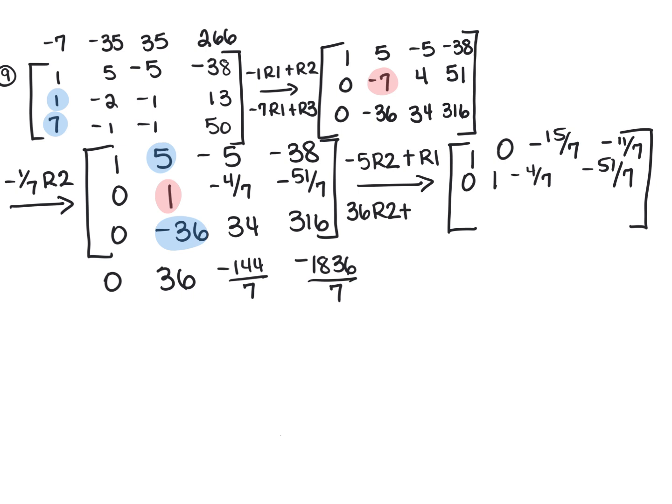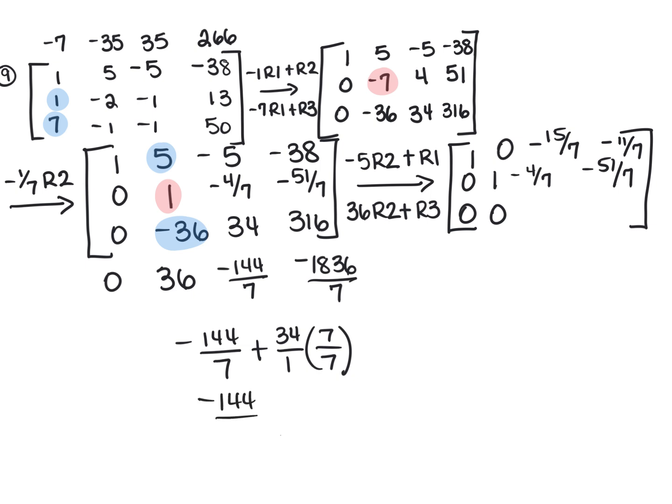Now what we're going to do with that is add that to row 3. So 0 plus 0 is 0. 36 minus 36 is also 0. And then we're going to have negative 144 over 7, and we're going to add to that 34 over 1. So again, I have to get a common denominator of 7 over 7. So 34 times 7 gives me negative 144 over 7 plus 238 over 7. So I subtract the tops, which gives me 94 over 7. So that number goes here.